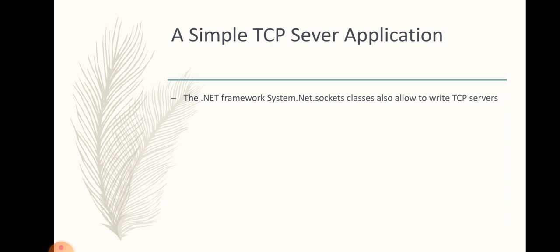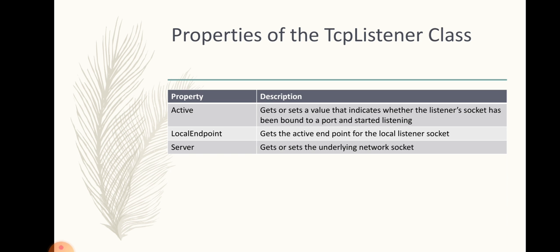It allows the system.net.sockets classes to write TCP servers. Next, here we are going to discuss the properties of the TCP listener class. The first property is the active property. It gets or sets a value that indicates whether the listener socket has been bound to a port and started listening.